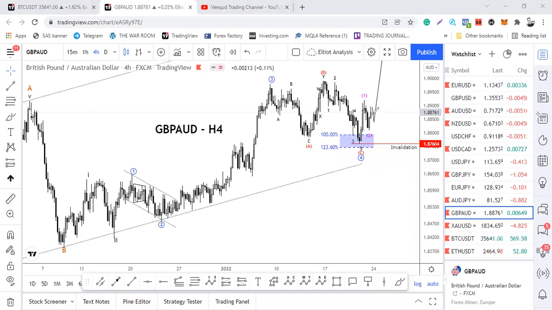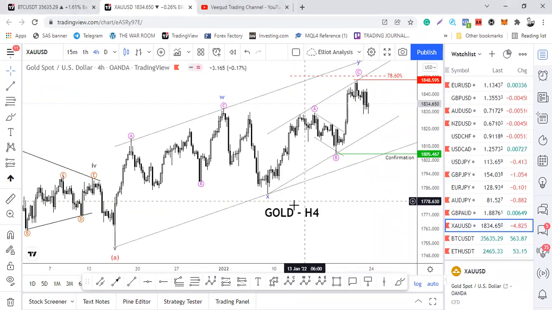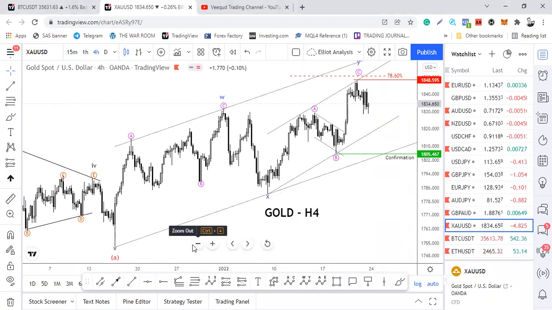So any further decline on GBP AUD must not exceed this invalidation level. And this is very interesting, as USD is going down, we would expect GBP AUD to go up. They are negatively correlated. All right. Good. Some of the interesting pairs that I will be keeping eyes on next week as well.